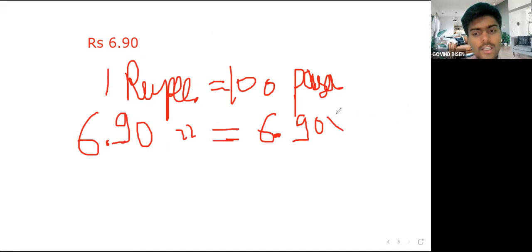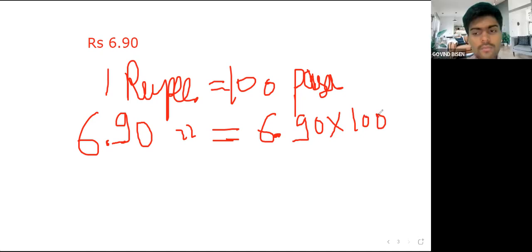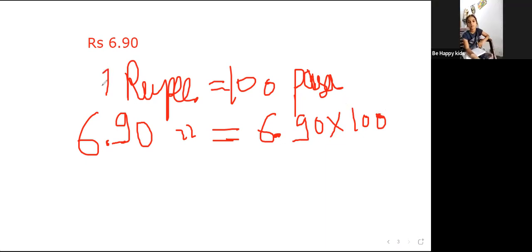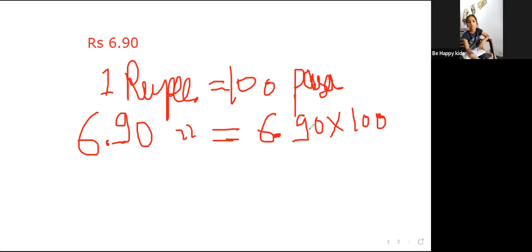Isn't it? We were multiplying the given rupee with 100. Yes, sir. This is what we were doing. So let us multiply this: 6.90 multiplied by 100. Can you multiply this?